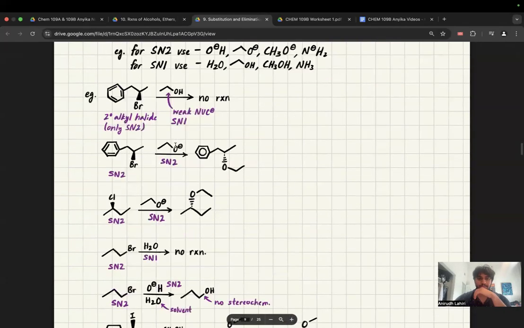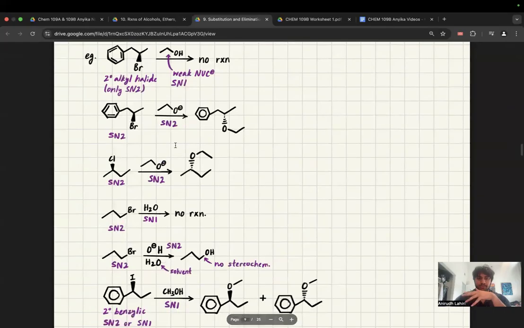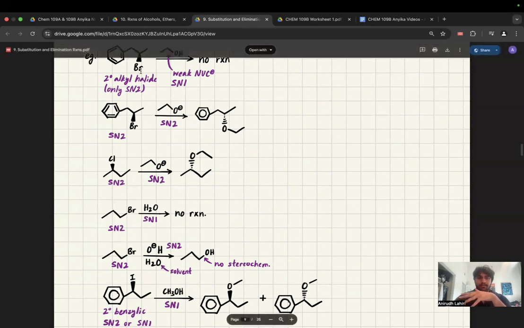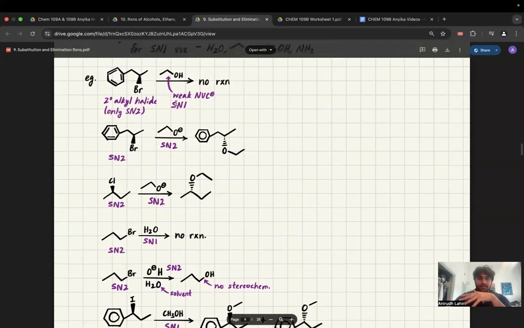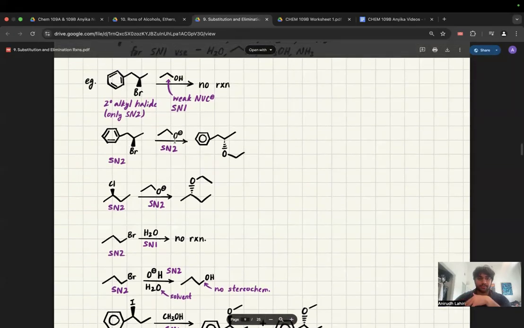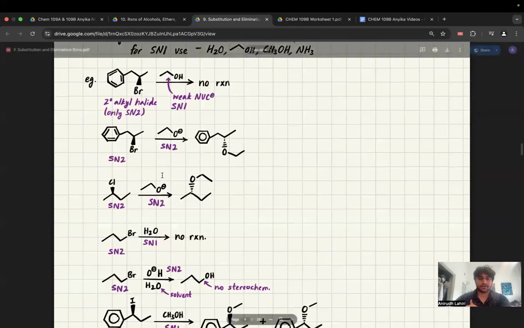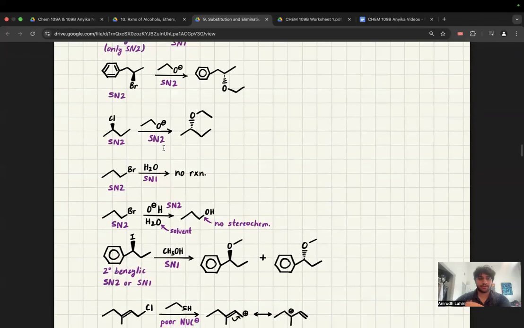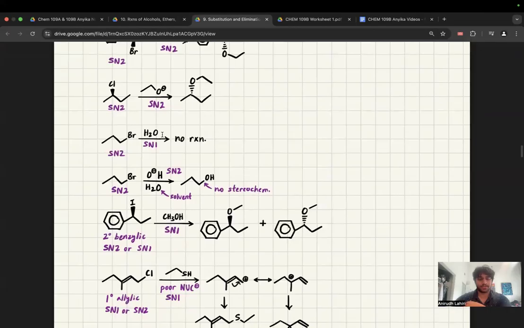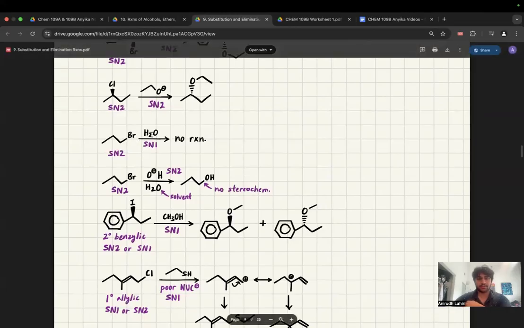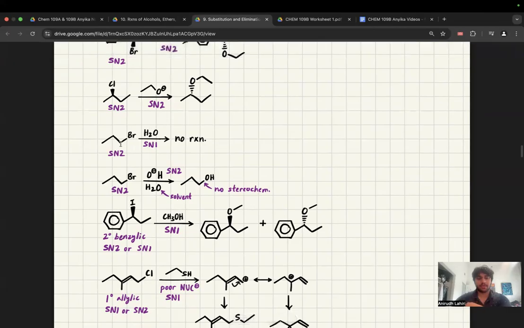Okay. So these are some examples. Also, pause here, go through it on your own, and make sure you really understand what's going on here, why we're getting the types of reactions we're getting. SN1, weak nucleophile. SN2, strong nucleophile. SN2, strong nucleophile, not tertiary. SN1. Primary, no reaction because we don't have a strong nucleophile, and we don't have a stable carbocation position.